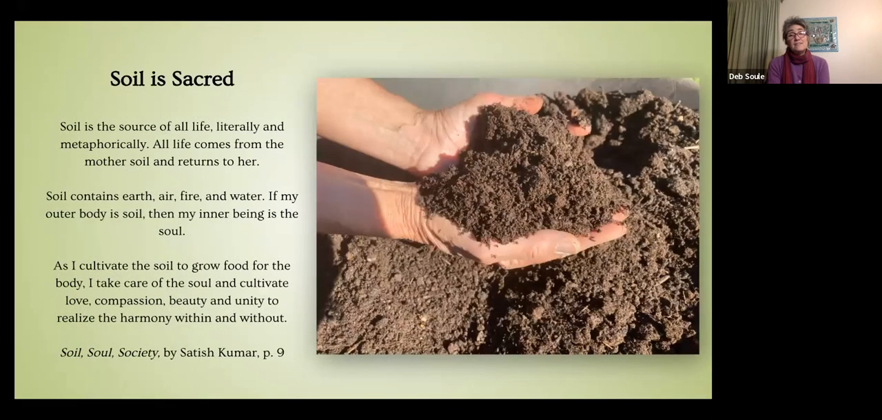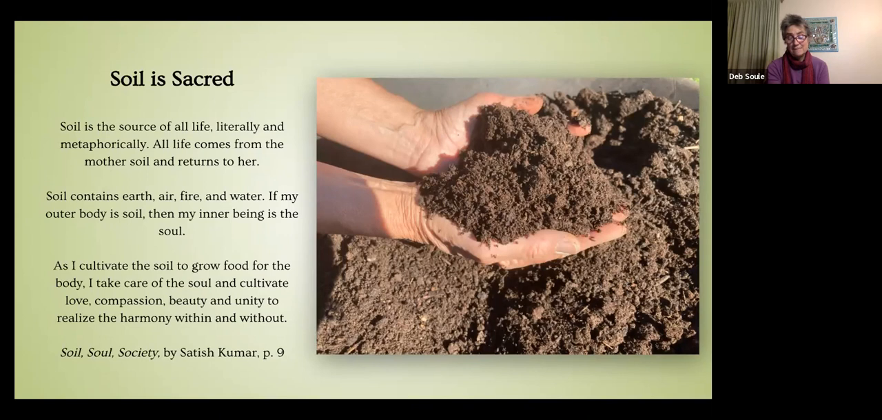So soil is sacred. And I think what I'm trying to really build here is to recognize that across cultures, we see that soil is sacred. This is a picture someone took of me with my hands in soil. And, like a prayer, if you want to just close your eyes, I want to read to you this quote that Satish Kumar wrote in his book, Soil, Soul, Society, a fantastic book, highly recommend it. He's inspired me very much.